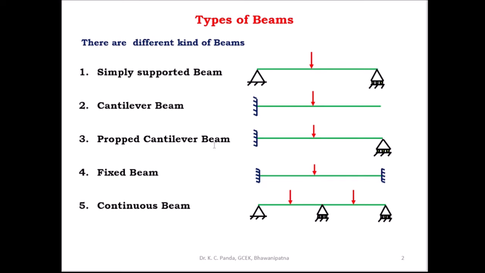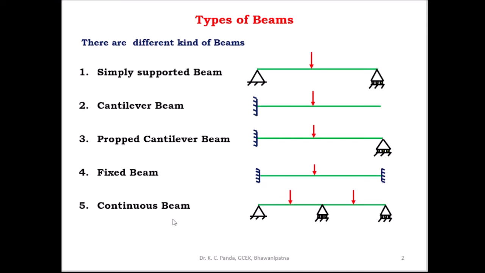Then propped cantilever beam. When one end of the beam is fixed and the other end of the beam is supported, this type of beam is called the propped cantilever beam. Then fixed beam. When both ends of the beam are fixed or built in, this type of beam is called the fixed beam. Here this end is fixed and the other end is also fixed. Both ends are fixed.